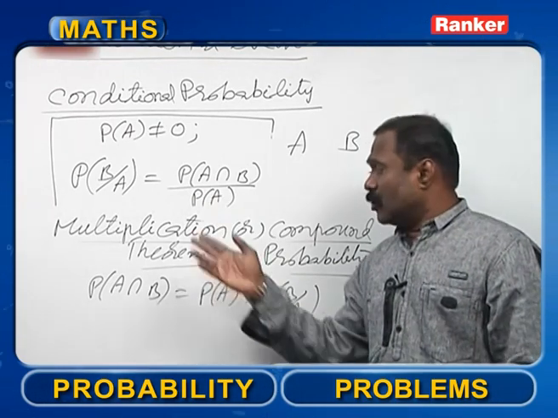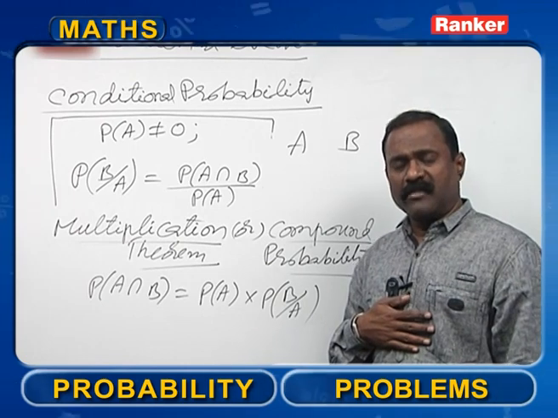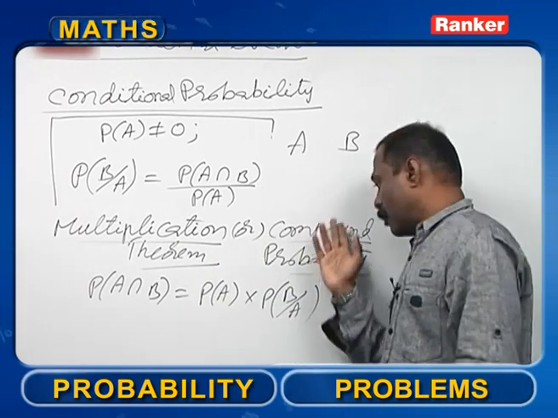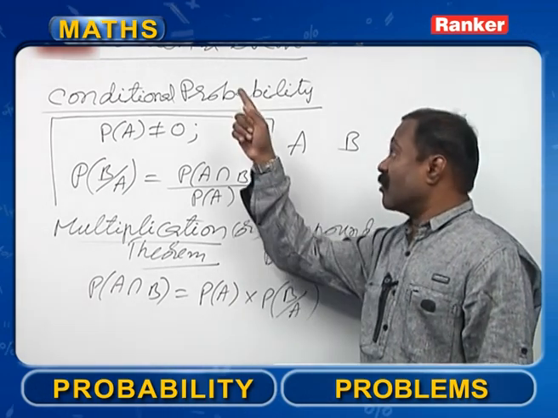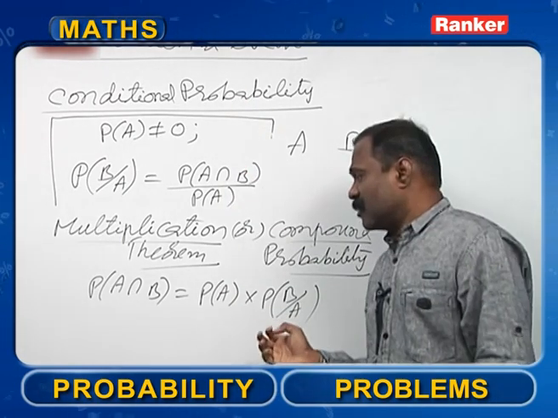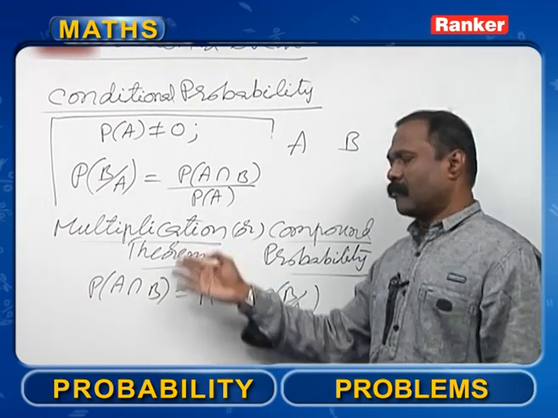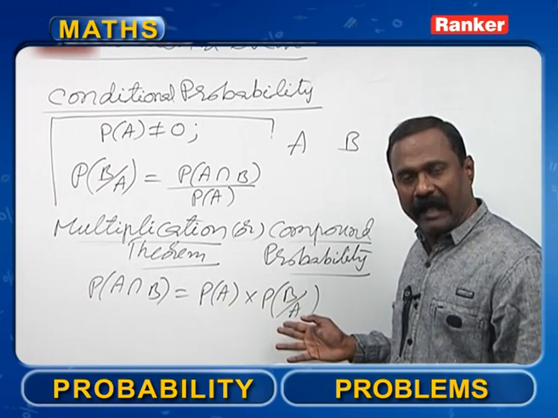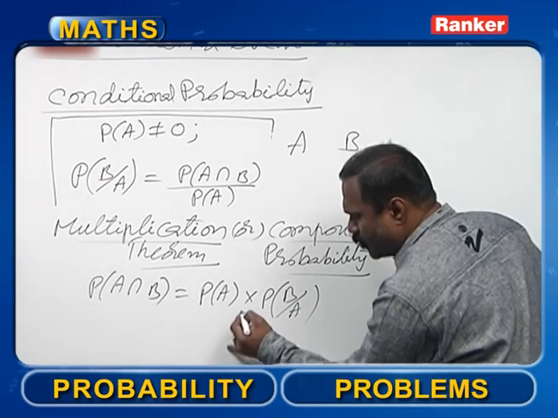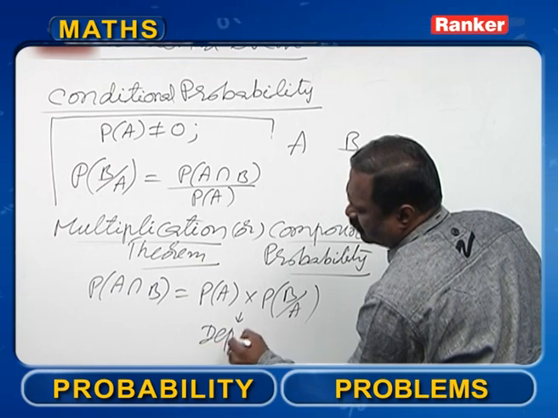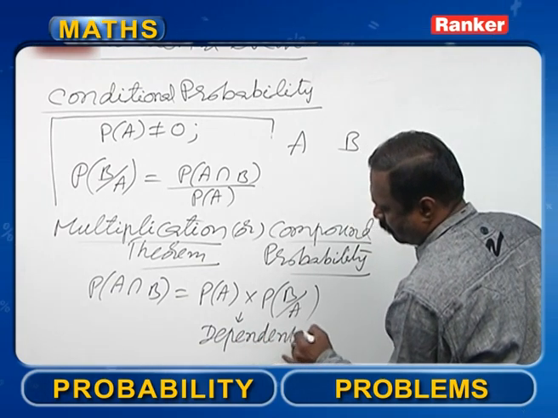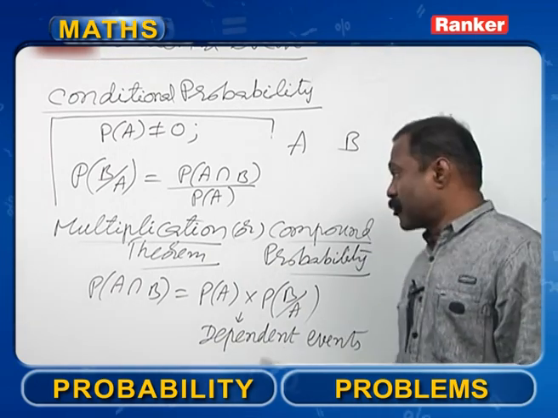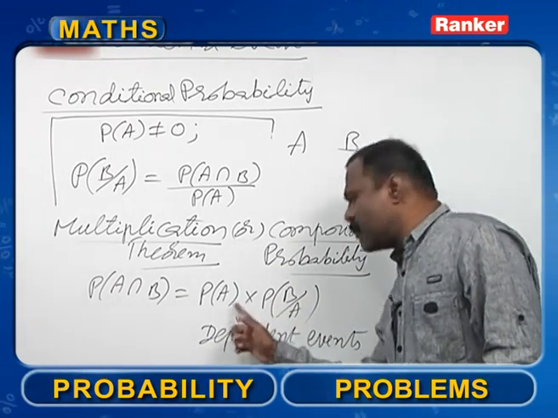Whenever you're asked, even at board level, to find out or derive the multiplication theorem on probability or compound probability, first of all you must write the definition of conditional probability and then simply cross multiply to get the statement: P of A intersection B is equal to P of A into P of B after A. This is to be used whenever you have dependent events.